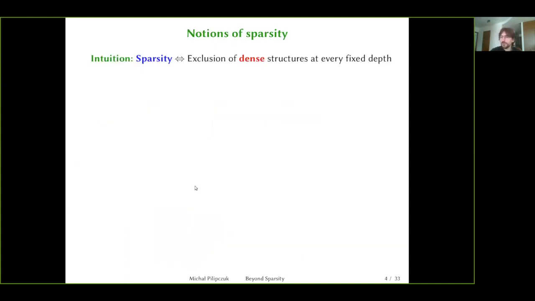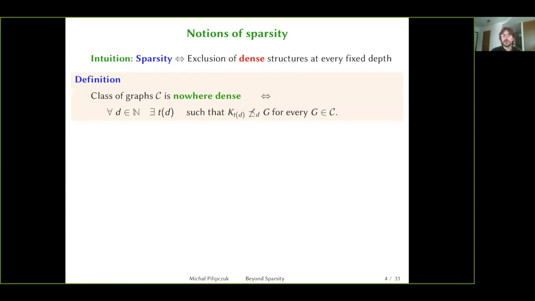Right, so now we can formalize this intuition. The intuition is that sparsity should be exclusion of too dense structure at every fixed depth. So at depth 0, I would like to exclude some dense structures, at depth 1 as well, and so on and so on. So we can now give the main definition of this theory of sparsity, which is the notion of nowhere denseness for classes of graphs. Yes, so I say that the class of graphs C is nowhere dense if for every fixed depth d, there exists a constant t(d), such that the clique of size t(d) is excluded as a depth d minor in every graph from my class.